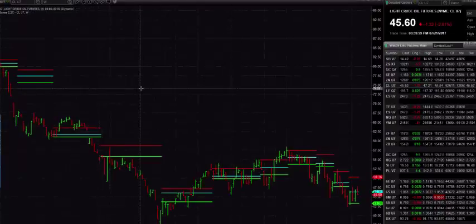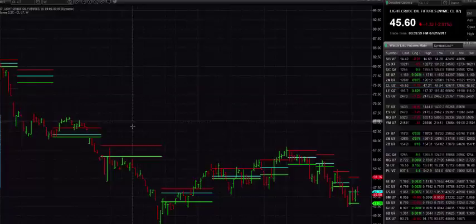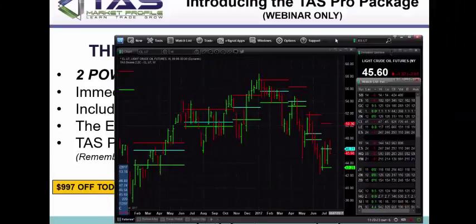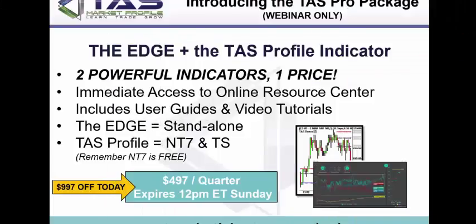So when I told you that I thought John was nuts for putting in this profile indicator, go back up to the purchase price so they can see how nuts I am. I want to see that again. Okay, I'm going to try. And yeah, you should. The answer is yes. So it works on any market and any time frame right there.